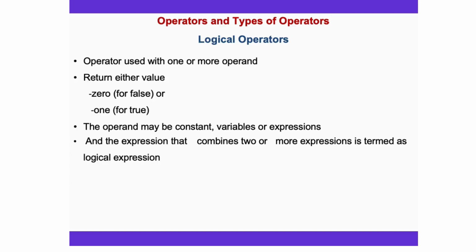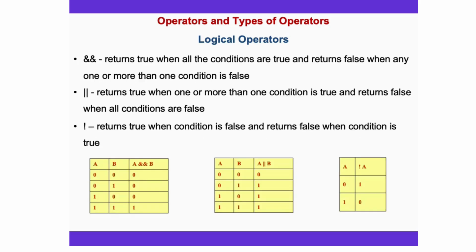Then we are going to see about logical operators. The logical operators are used with one or more operands. They return value 0 if the expression is false, or 1 if the expression is true. The operand may be a constant, a variable, or an expression. An expression that combines two or more expressions is termed a logical expression. Here we can use three symbols to perform the logical operations: the AND operation, the OR operation, and the NOT operation.